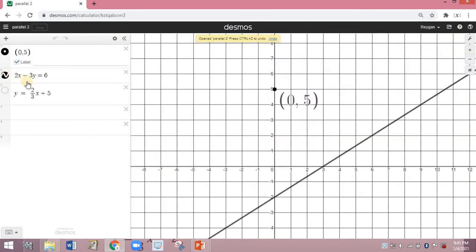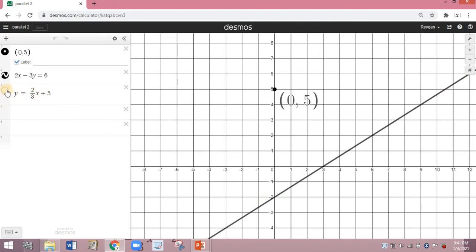Okay, ito yung ating given: 0, 5 and 2x minus 3y equals to 6. So, ito yung kulay black na line. So, gagawa tayo ng equation ng line na dadaan sa 0, 5 na parallel dito sa black line. And nakuha natin sagot, y is equals to 2 over 3x plus 5.